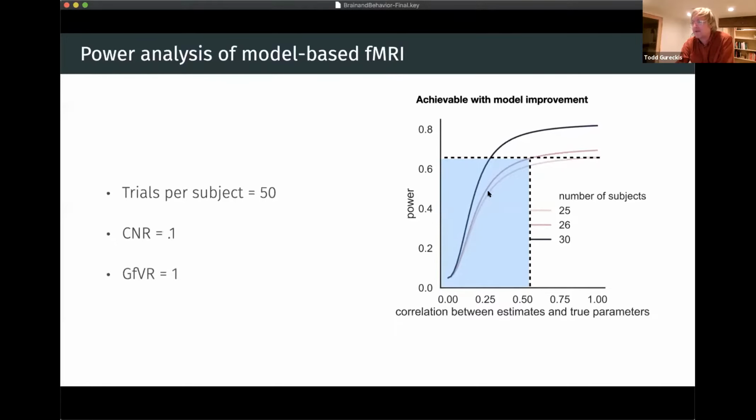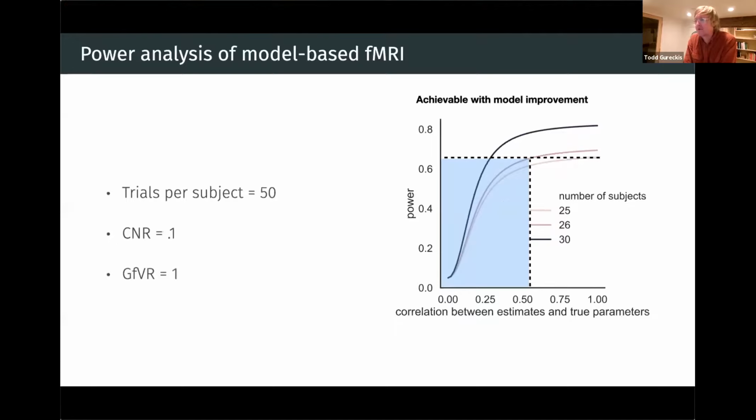So there's going to be some diminishing returns here. These curves kind of flatten out. And at some point, right, there's a power that's achievable that is available to you if you ran more subjects at a reasonably high correlation, that's not going to be possible to catch up to by just improving the correlation between the parameter estimates and the true parameters. And so then you can ask the question, well, how would I know when I'm likely to be there?